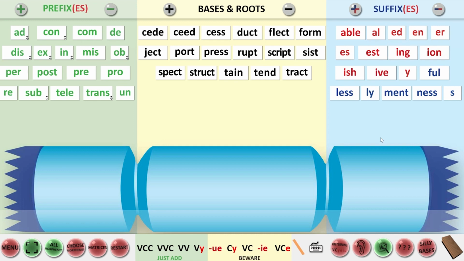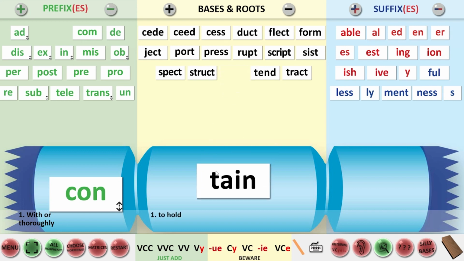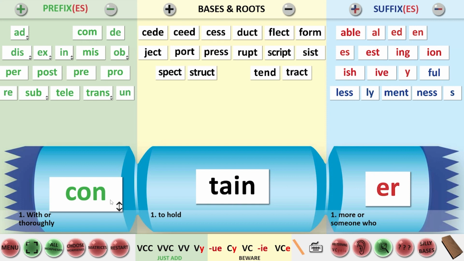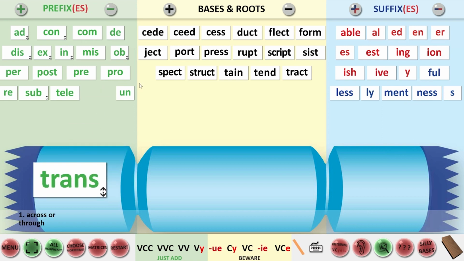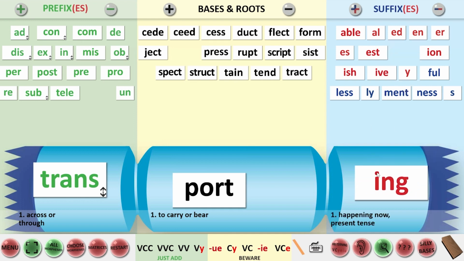The next one is container. Prefix con, root tain, and it's called a root because you can't tain something. We have to add a prefix onto it, and suffix er, container. Next one, transporting. Prefix trans, base port, suffix ing.